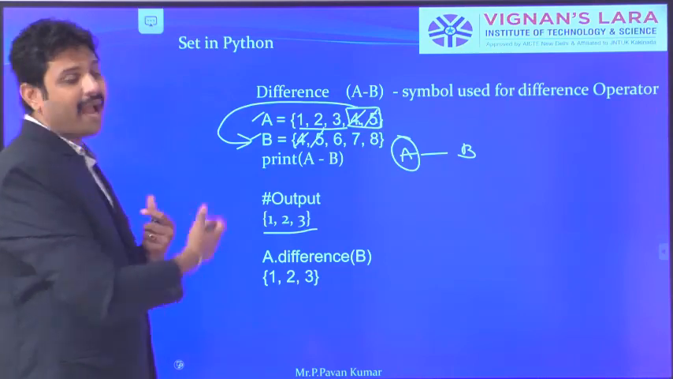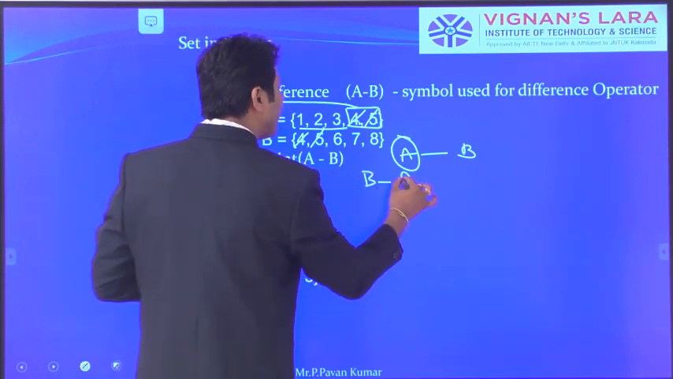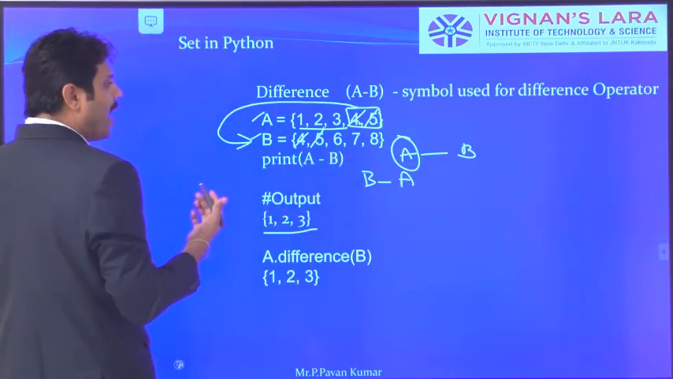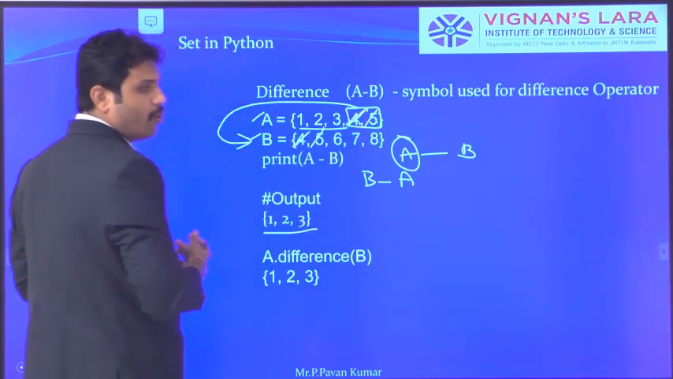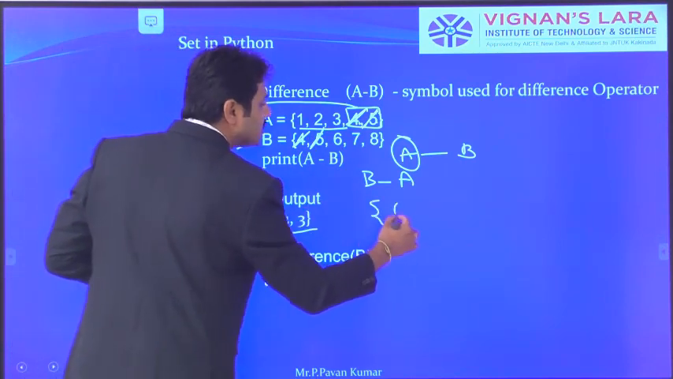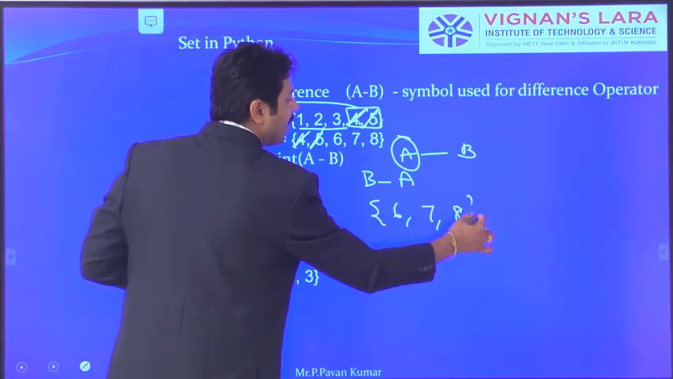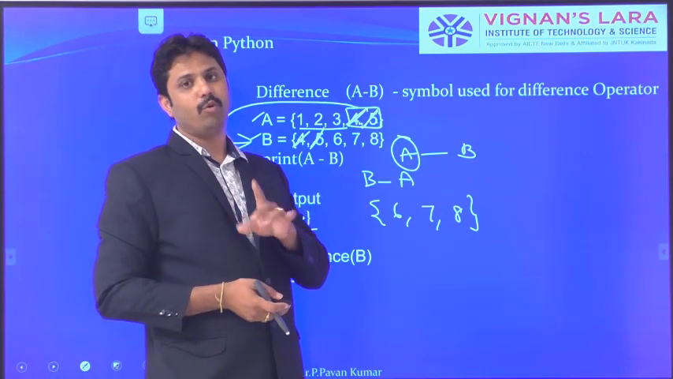If I use B minus A for the same sets, what happens? It removes the common elements, 4 and 5, and your output is 6, 7, 8. A minus B and B minus A are both different.